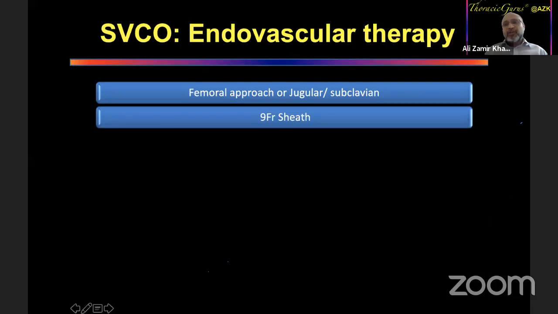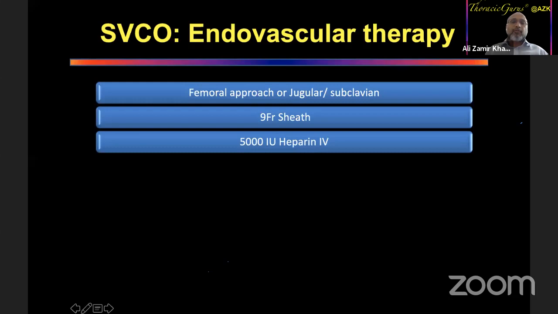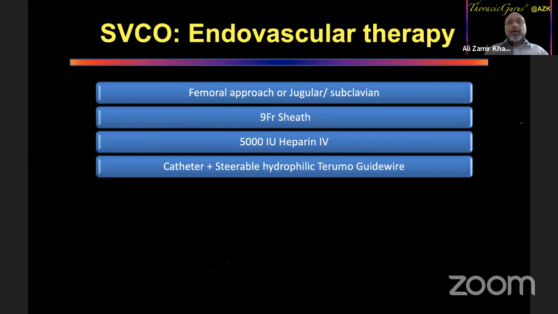You use a 9 French sheath to put it into the vein. Always give 5,000 international units heparin intravenously. And the catheter that you use is a steerable hydrophilic Terumo guide wire. So you start with a steerable hydrophilic guide wire catheter, which has got a very, very soft tip.